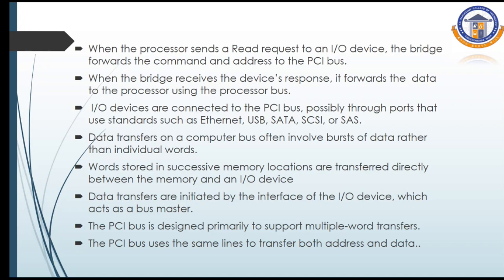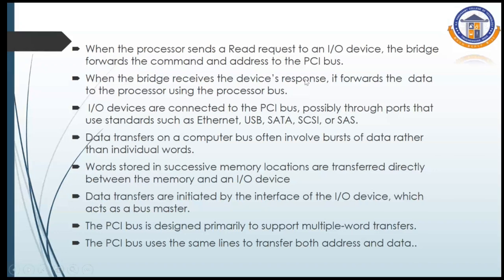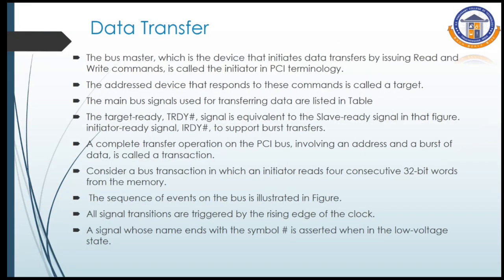As I said, each and every word will not be sent one by one. Instead, multiple words will be transferred at a time. Here the PCI bus sends the address and the data both on the same line. Previously we have seen that we have a separate bus for address and a separate bus for data. But in this PCI bus, we have the same line to transfer the address and the data.